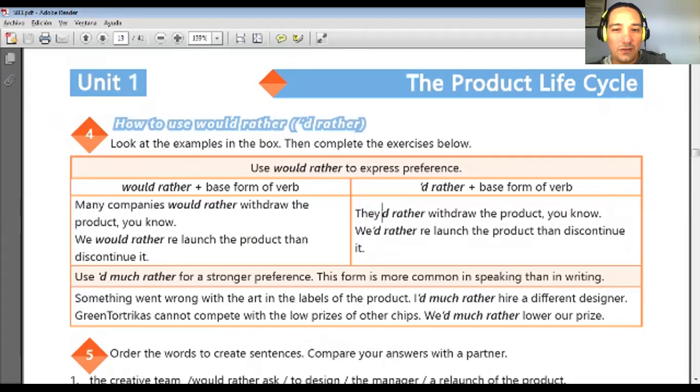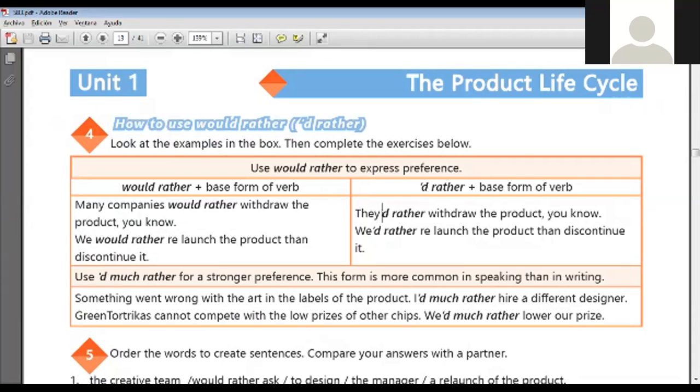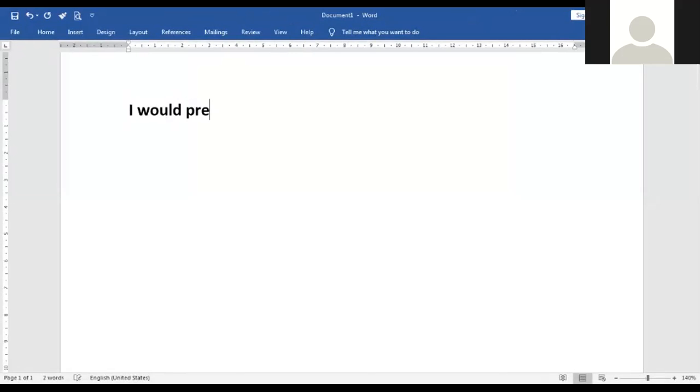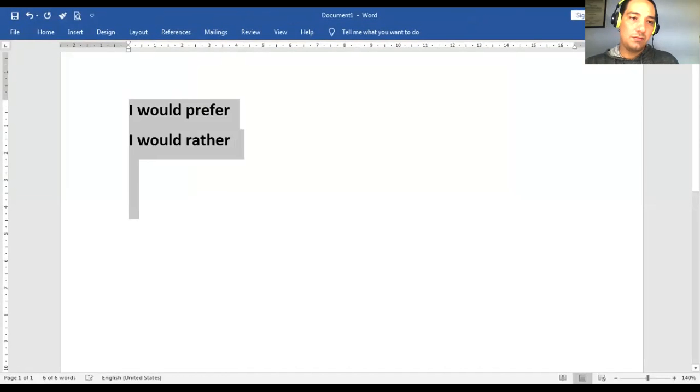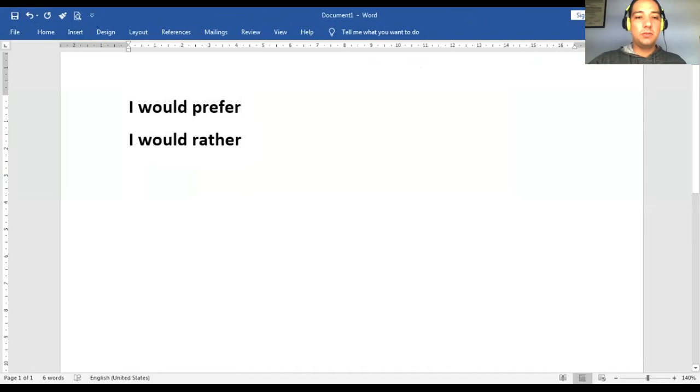Do you have any questions so far? Yes, I have a question. Is it okay to say "I will prefer," or do we need to use "would rather"? I will suggest you use "I would rather," okay? It's the same thing. But can I use it in sentences? Yes, of course, I will prefer to tell you later.